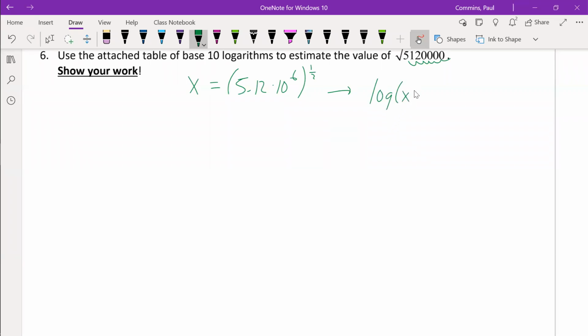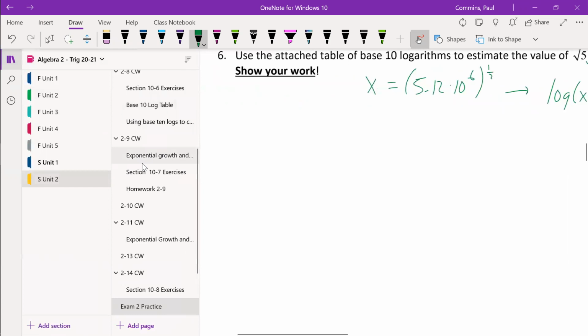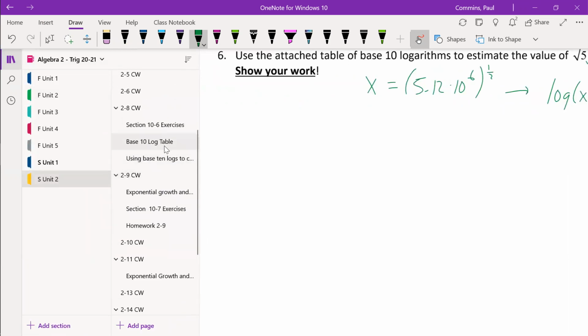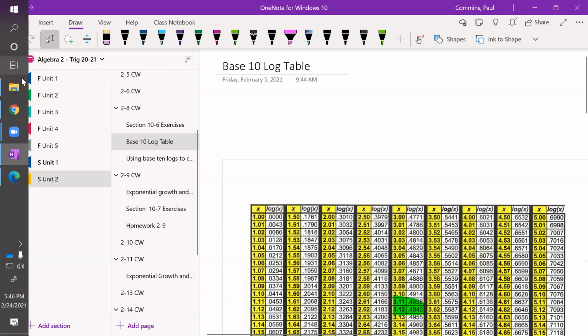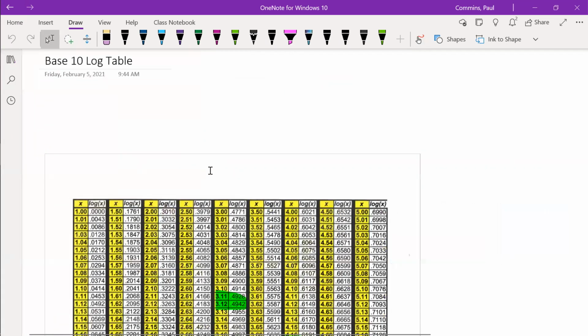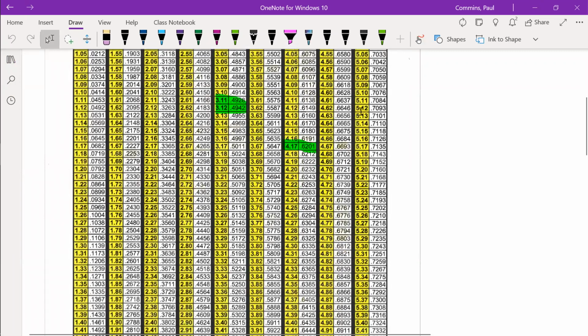The log of x, bring out the 1/2 times the log of 5.12 times 10 to the 6. We look up 5.12 in our log table and put a 6 in front of it, because the log of a product is the sum of the logs. And so it's the log of 5.12 plus the base 10 log of 10 to the 6. The base 10 log of 10 to the 6 is just 6. So we go to the base 10 table and we look up 5.12 and we find 5.12 goes to there. It's 7093.